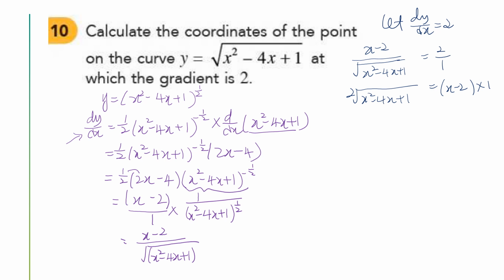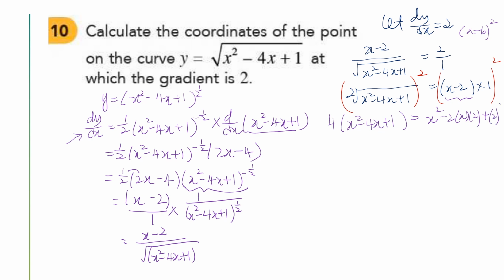Okay, so let's try to square it first. So you have square of 2, you get 4. Square the square root. Okay, wait. So we're just going to square both sides. So square 2, you get 4. Square the square root is gone. Okay, and then this one you can apply your a minus b identity, to get a squared minus 2ab plus b squared. So that will give us 4x squared minus 16x plus 4 equals to x squared minus 4x plus 4.